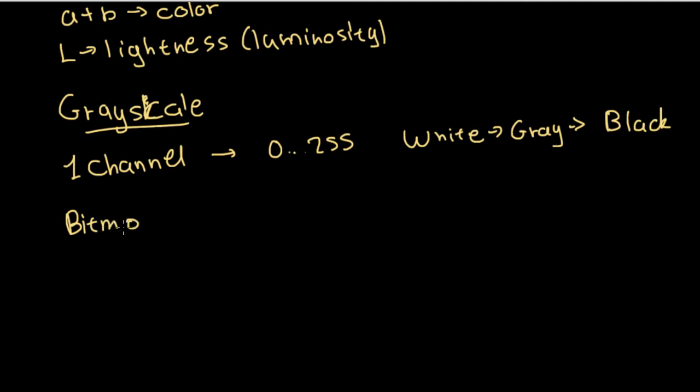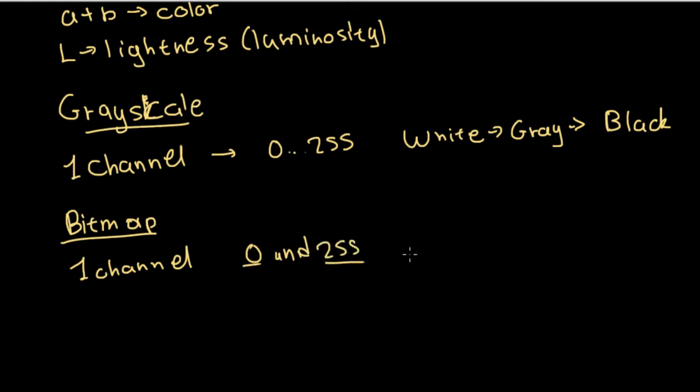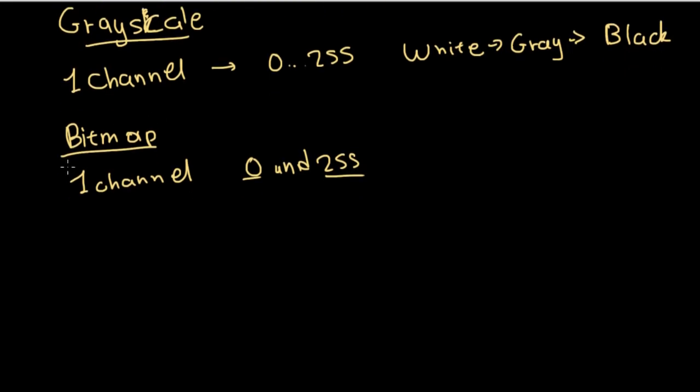Color mode. I'm sorry, bitmap color mode has one channel as well, and the difference from the grayscale color model is that it can only take the value 0 and 255. So those are the only values you can take, and that basically means white and black pixels, just white and black pixels. And you don't really want that, so I don't know why I even mentioned it, but I don't even know its uses. So just keep that in mind if it ever comes up.